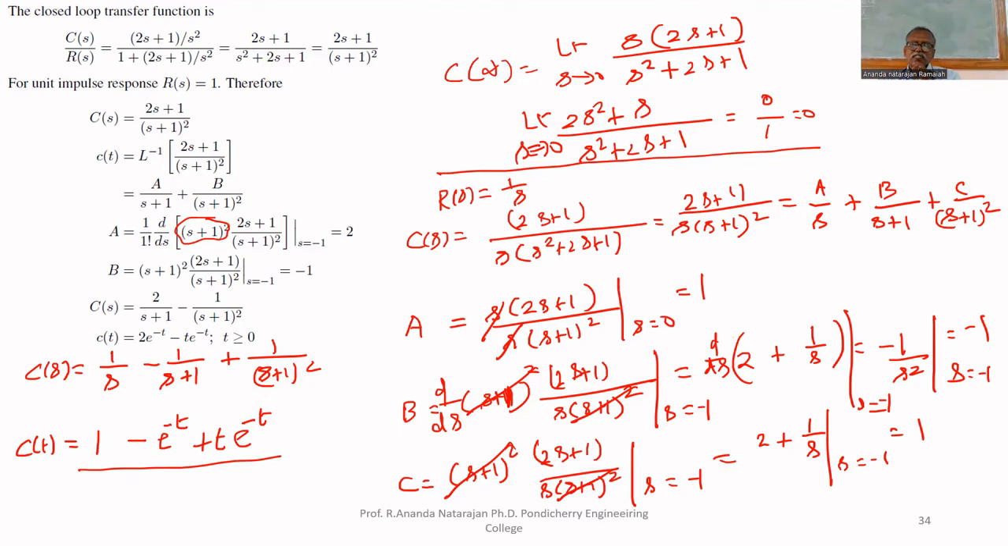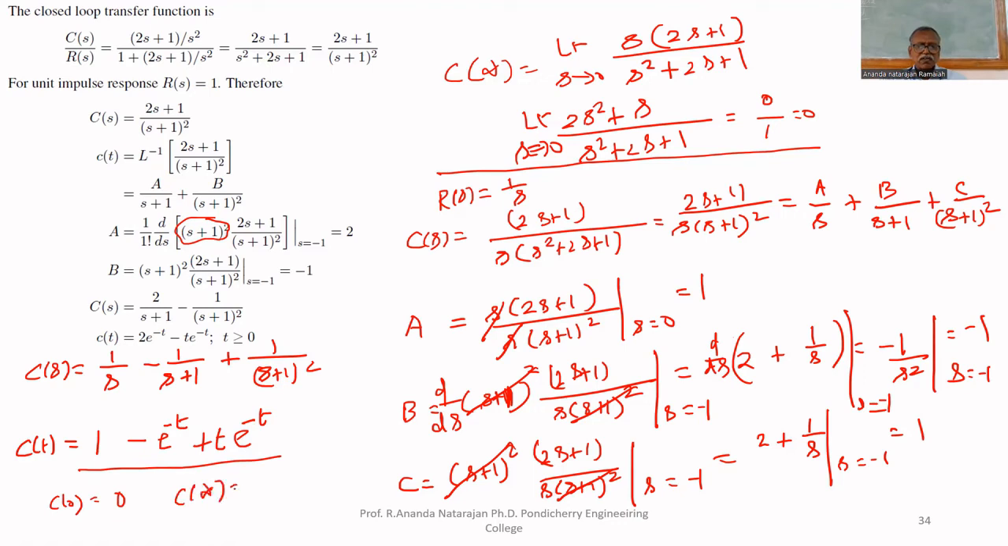In this case, what is the initial value? C of 0 equal to, as t tends to 0, this becomes 1, 1 minus 1 equal to 0. This becomes again 0. This also becomes 0. That's why C of 0 equal to 0.